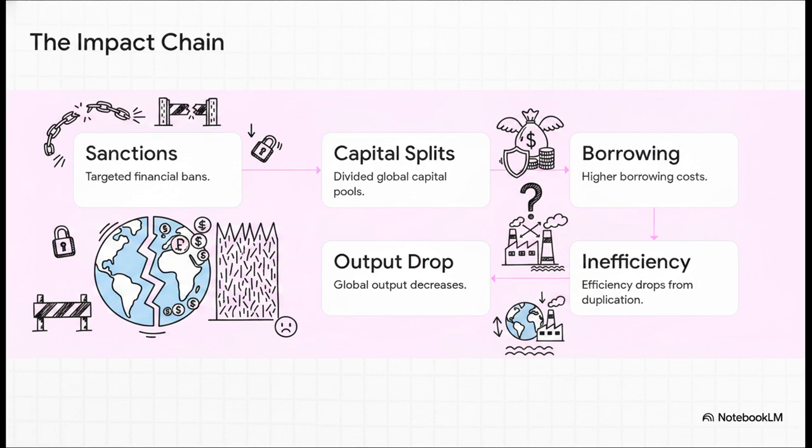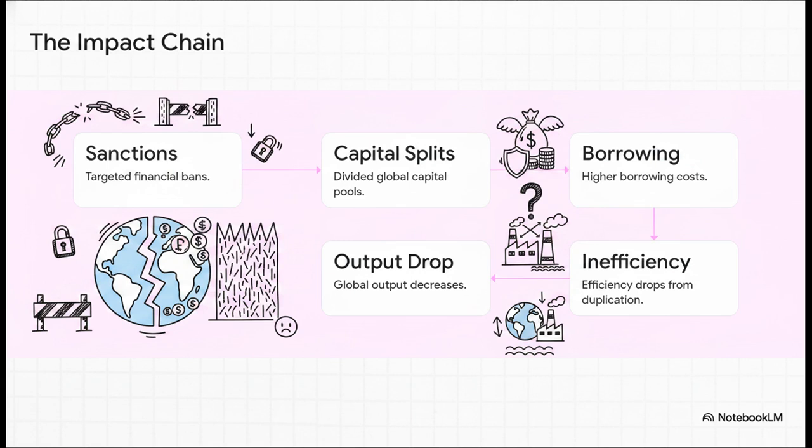Step 1, sanctions and bans get slapped on. That leads to step 2, divided capital pools, meaning investors are legally blocked from certain foreign markets. Because the funding sources dry up, we hit step 3. Businesses suddenly face much higher borrowing costs. That directly forces step 4, huge efficiency drops.